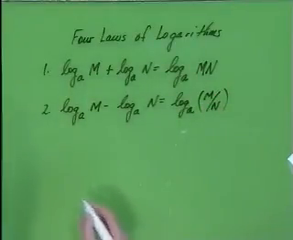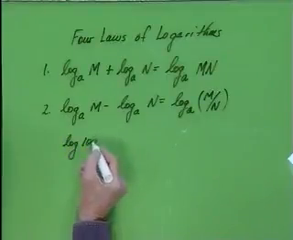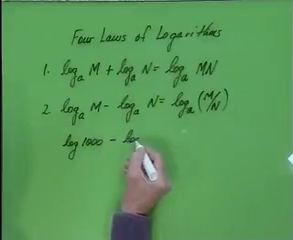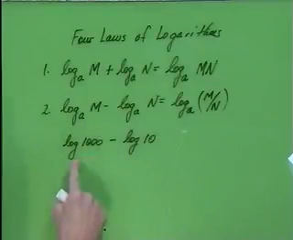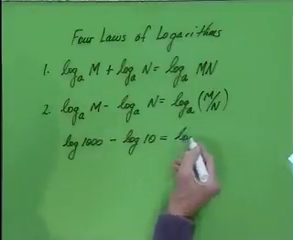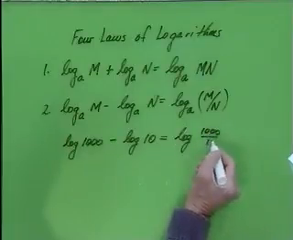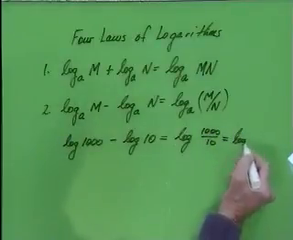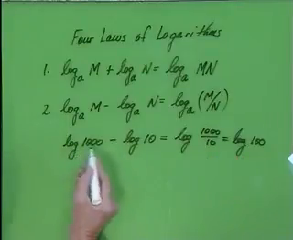Let's take an example of this. Suppose we were to take the log of 1,000 minus the log of 10. Now, since I'm not showing a subscript, of course, these are base 10 common logarithms. And according to this rule, I should get the log of 1,000 over 10, which is the log of 100. Okay, so if I divide 1,000 over 10 by 10, then I can reduce that to be the log of 100.